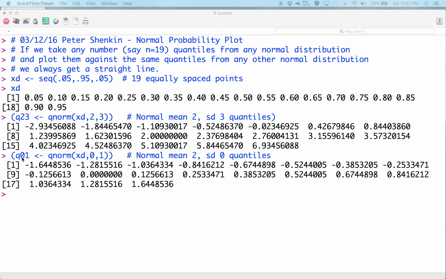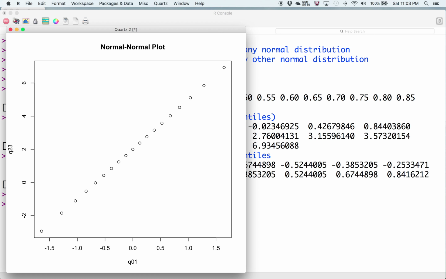Now all we're going to do is plot Q23 against Q01. I'm going to let Q01 be the x values and Q23 be the y values, though it doesn't really matter in this case. Let's see what we get. Absolutely straight line.